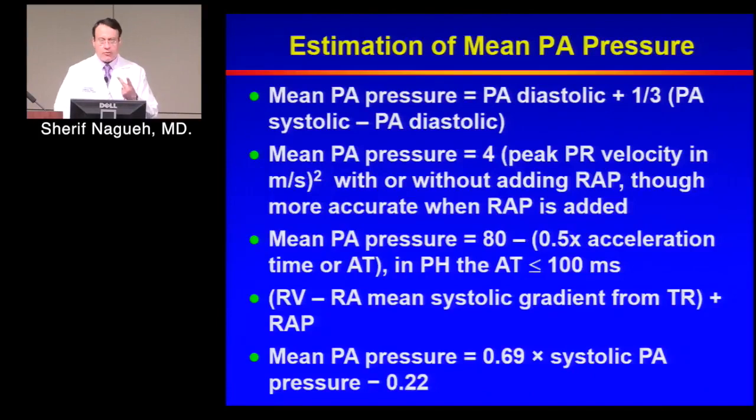So we talked about 2 methods now to estimate mean PA pressure. The third approach is this equation. This equation, if you look at it, was first published in abstract form. Many other investigators came up with similar equations, but not identical intercepts or slopes. Basically, you look at the acceleration time, how fast the velocity rises in the RV outflow tract. And if there is pulmonary hypertension, this time is short. If there isn't, then it gets longer. The magic number to remember is 100 milliseconds.